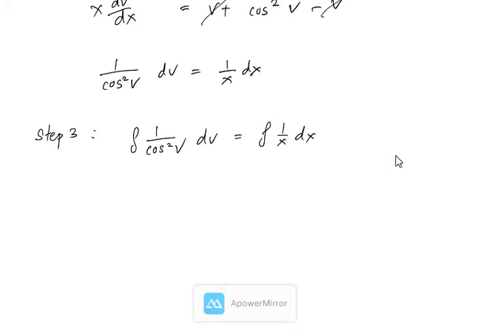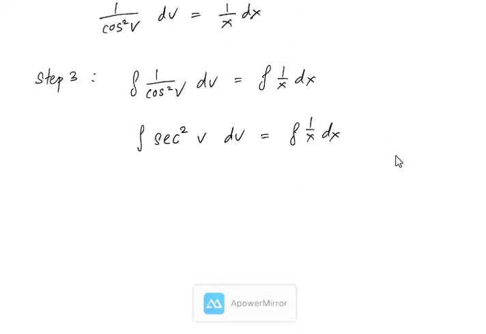And then integrate 1 over cos square v, we obtain sec square v dv. Okay, integrate sec square, we obtain tangent v plus c1. Integrate 1 over x, we obtain ln x plus c2.